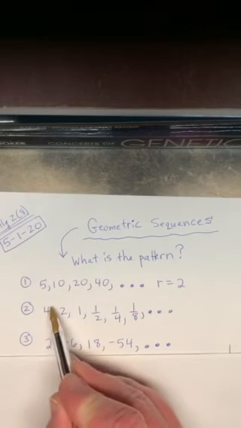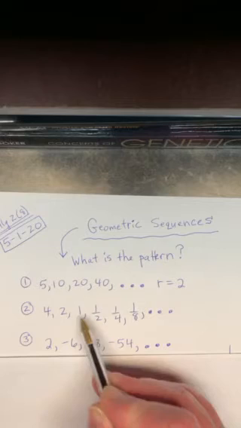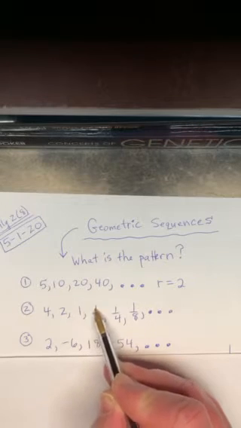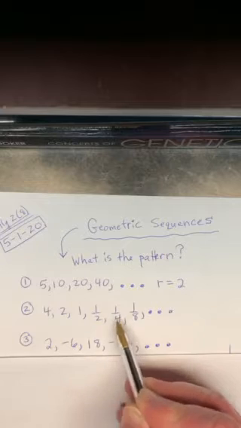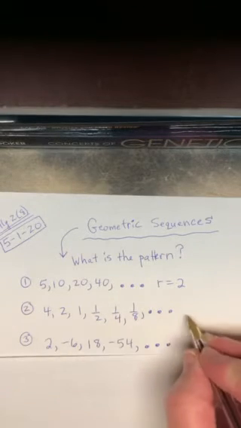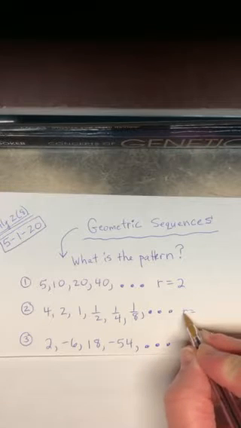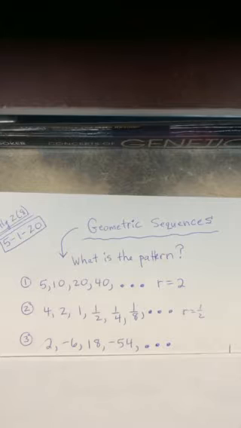What's 4 times 1/2? 2. What's 2 times 1/2? 1. What's 1 times 1/2? 1/2. What's 1/2 times 1/2? 1/4. 1/4 times 1/2 is 1/8. Oh, so I'm multiplying by a ratio of a half. If the numbers are getting smaller, the number you're multiplying by must be a fraction. Does that make sense?